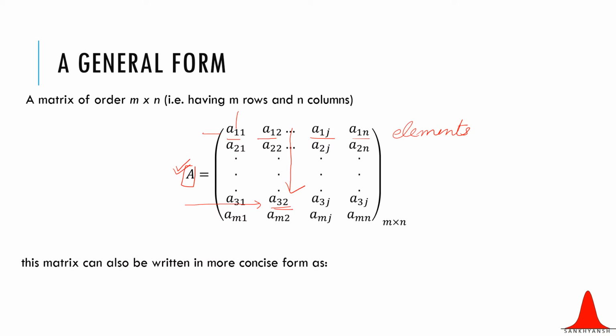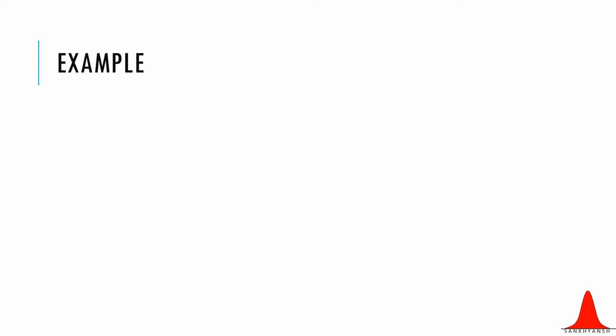So this matrix can also be written in a more concise form as A is equal to [aij] m into n. This is one way of representing this general form of a matrix. M into n means number of rows and number of columns, as we've discussed. Let's take this example.